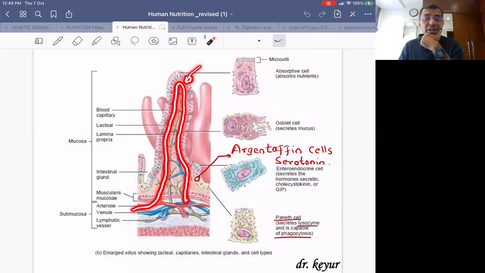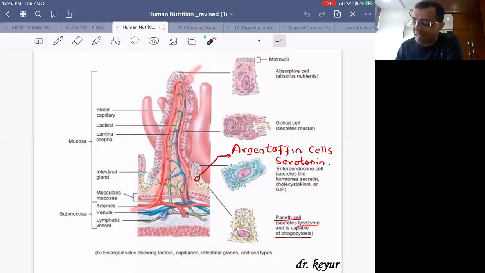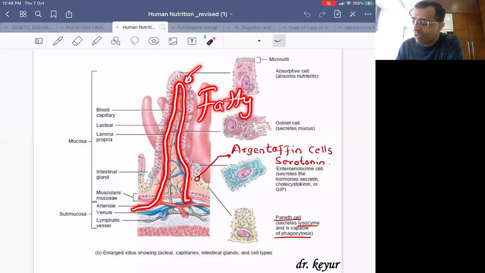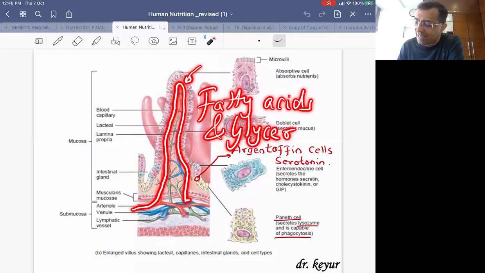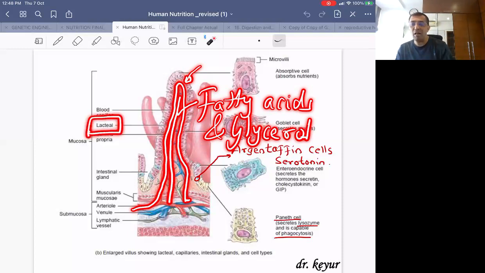But fat digested products, sure, we remember fats after being digested become fatty acids and glycerol. And these digested products of fats, fatty acid and glycerol, get absorbed into specialized lymph vessels, which are called lacteals. So, fats हमेशा lymph vessels and in this case lacteals में absorb होते हैं.